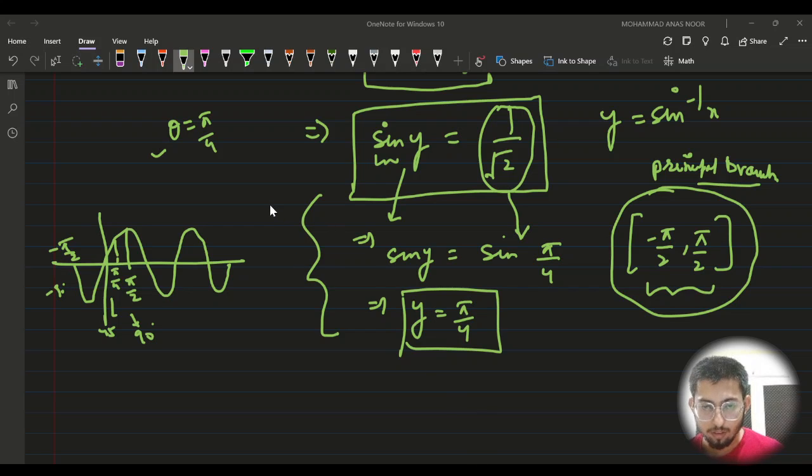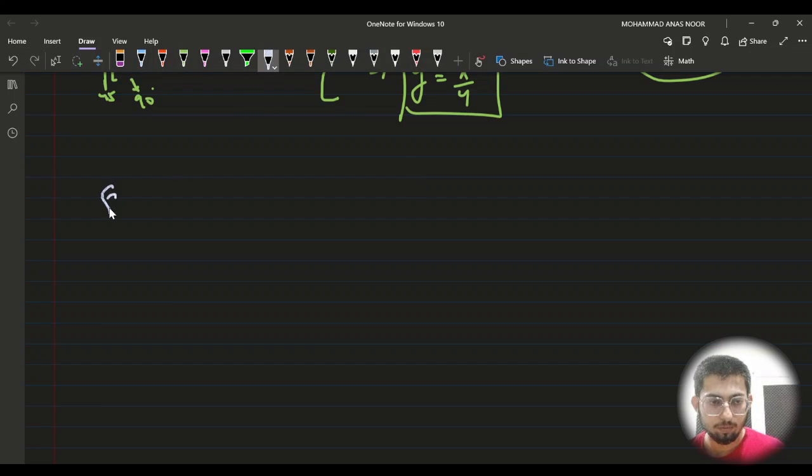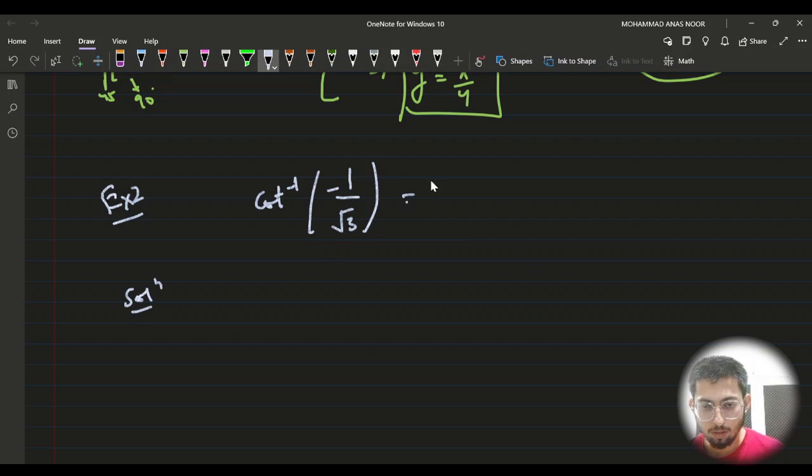The second question is example 2. It says find the principal value of cot inverse of minus 1 by root 3. So if you equate it to y, then cot y would be equal to 1 by root 3, and we know that cot is the reciprocal of the tan function. So when tan is root 3, the cot function will be 1 by root 3, isn't it?